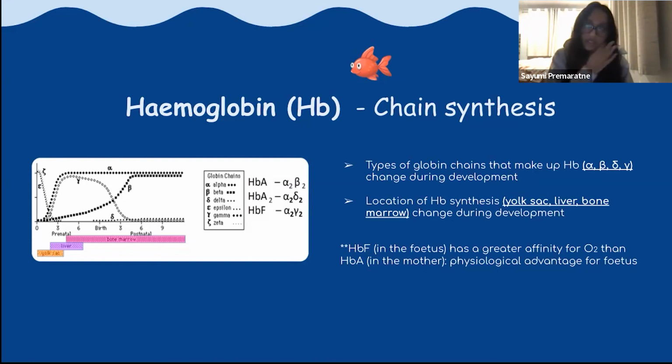Just a little interesting fact is that HbF, which is the hemoglobin found in the fetus, has a greater affinity for oxygen than HbA, which is the hemoglobin in us. And that serves as a kind of advantage for the fetus so that they get oxygen.